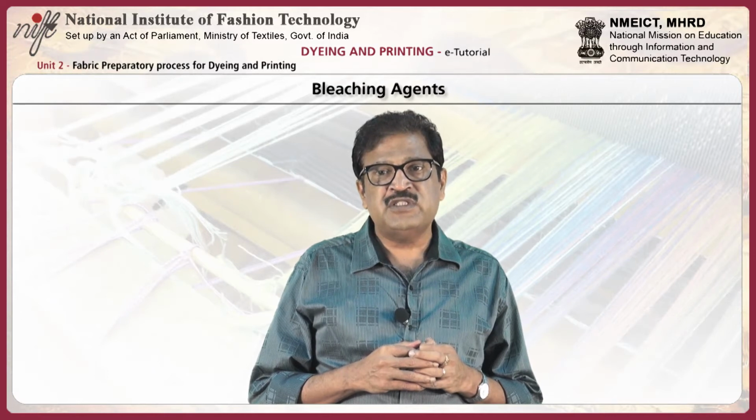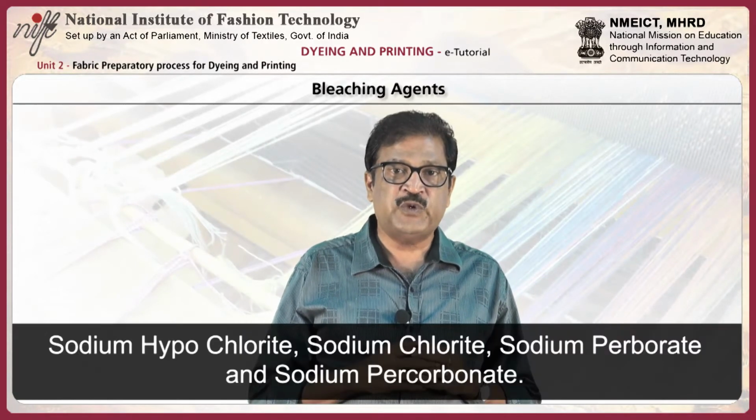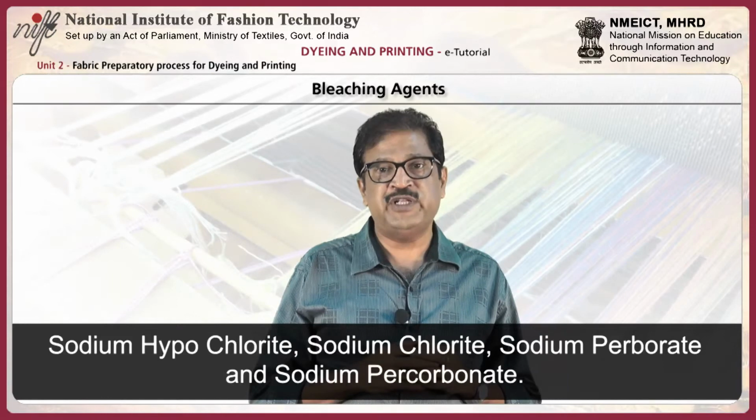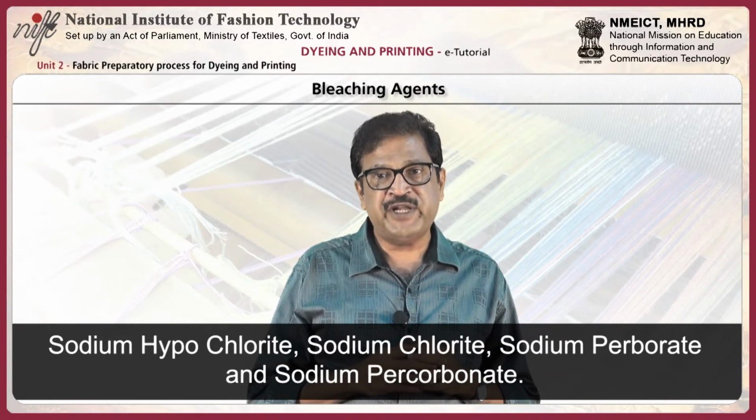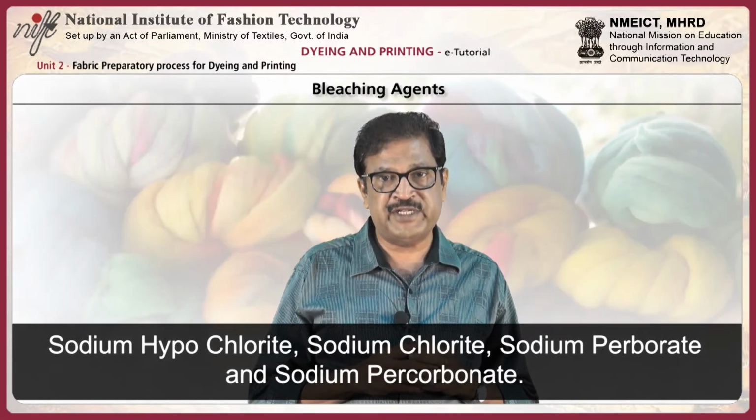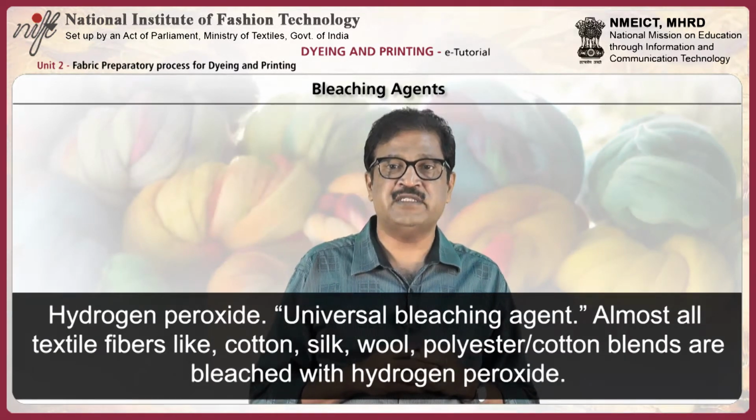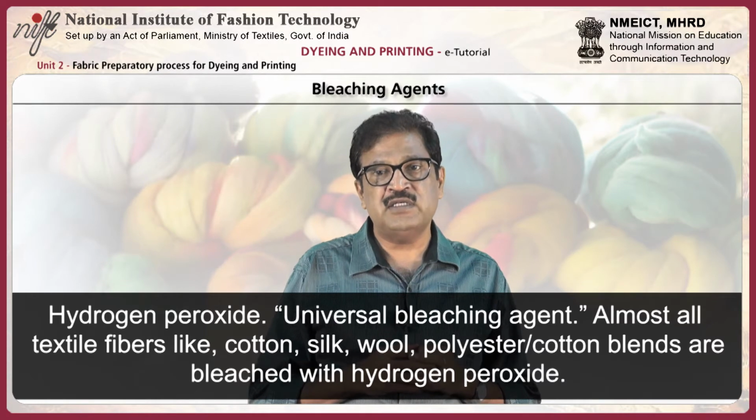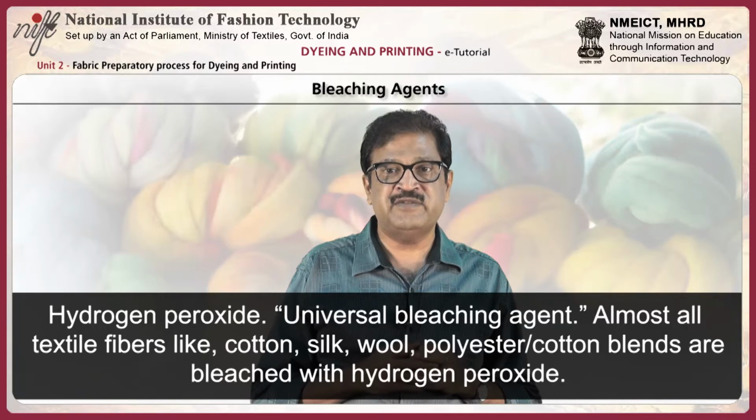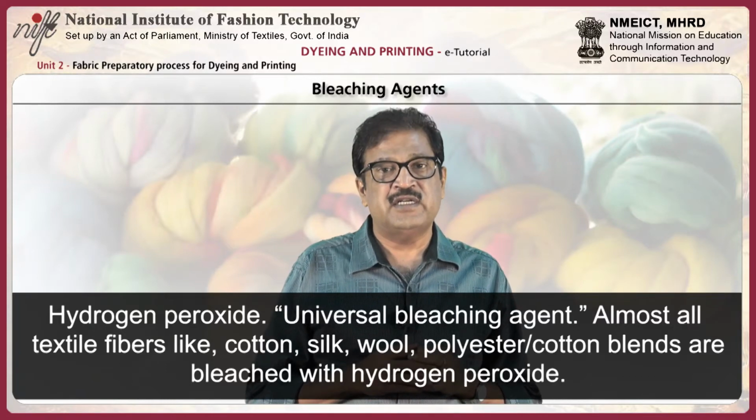The commonly used bleaching agents are sodium hypochlorite, sodium chlorite, sodium perborate and sodium percarbonate. Hydrogen peroxide is a universal bleaching agent. Textile fibers like cotton, silk, wool, polyester cotton blends are bleached with hydrogen peroxide.